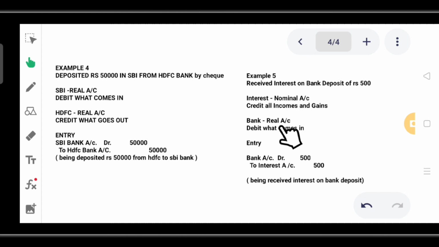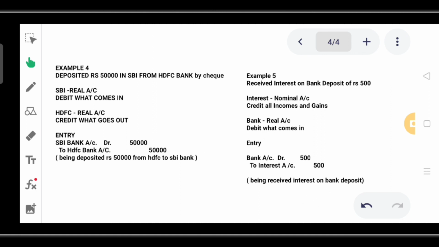Bank is a real account. So real account, bank is our bank. We are getting interest inside our bank. It is coming into our bank. So debit what comes in. It is inside our bank itself. We are receiving the interest. So bank account debtor 500. Debit what comes in, because it is a real account. Nominal account interest, incomes and gains. So 500, being received interest on bank deposit.